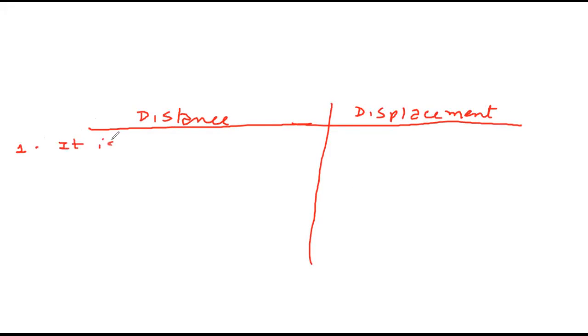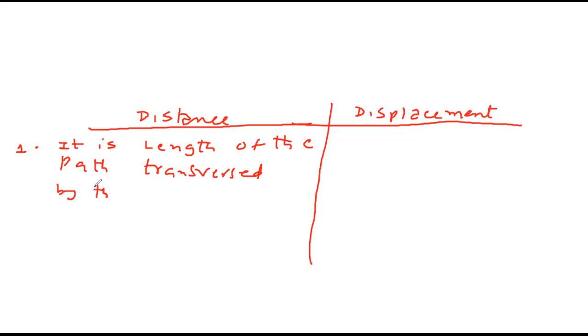Distance. It is the length of the path traversed by the object in a certain time.